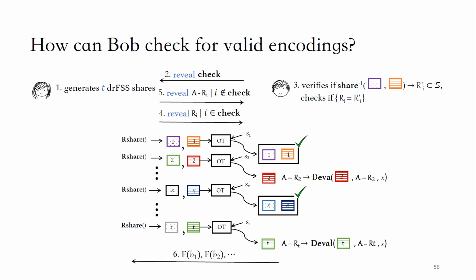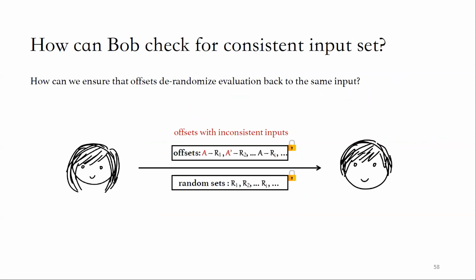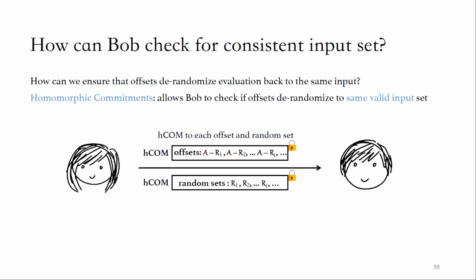And then you can do the usual thing. So this almost works, but there's one more issue. How can you be assured that Alice does generate these offsets correctly? So zooming into what this means, what if Alice sends offsets that correspond to inconsistent inputs that de-randomize back to different inputs? So to maintain this consistency, we use homomorphic commitments.